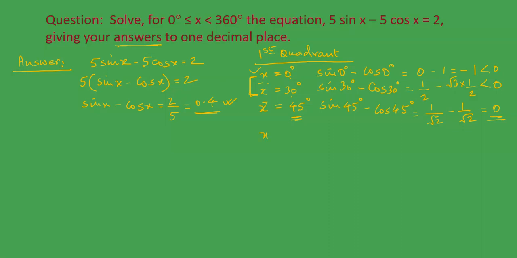So most probably, if we increase the angle above 45, maybe the difference will be a positive number. Let's see. So sin 60 degrees minus cos 60 degrees. What is this equal to? Sin 60 degrees is root 3 times 1 over 2, minus half, since cos 60 degrees is half. And obviously this is greater than 0.